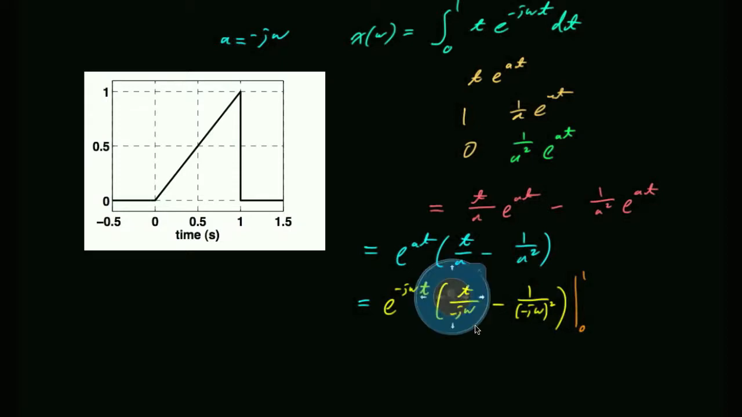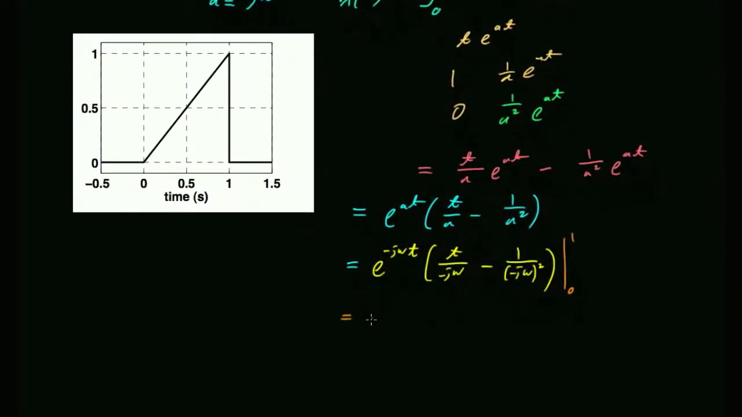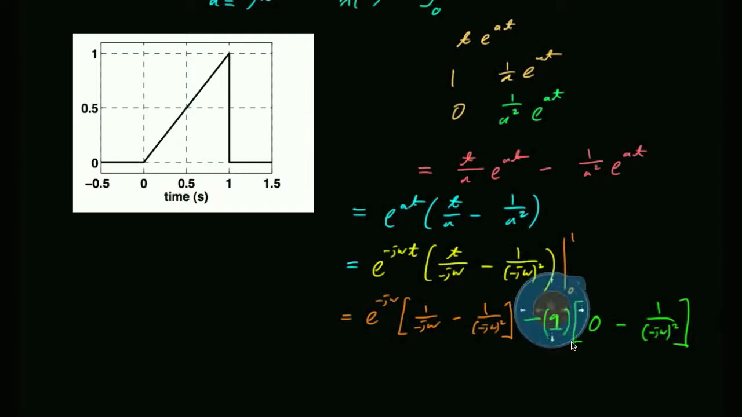So let's sub in. If I sub in t equals 1, I get e to the minus j omega times 1 over negative j omega minus 1 over minus j omega squared. That's my first term. And now I'm going to substitute in 0. e to the 0 is 1, that's nice. 0 subbed in for this is 0. So I'm just left with minus 1 over minus j omega squared. So I've got a little polishing to do here, but not a ton.